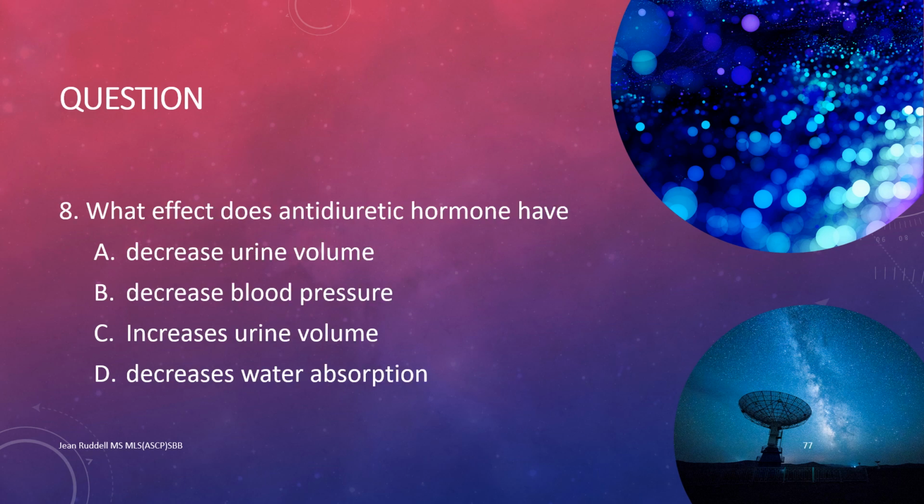Question 8. What effect does antidiuretic hormone have? A. Decreases urine volume. B. Decreases blood pressure. C. Increases urine volume. Or D. Decreases water absorption. The answer is A. It decreases urine volume.